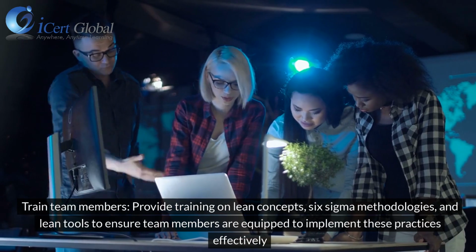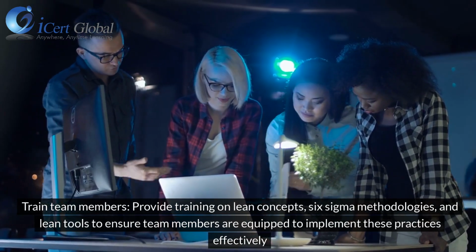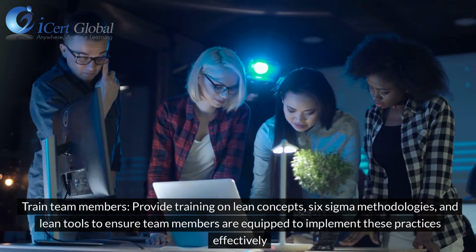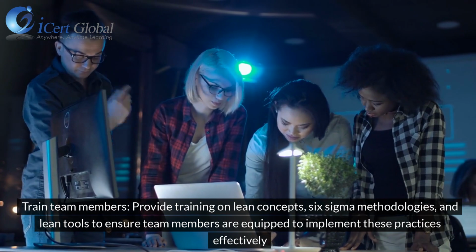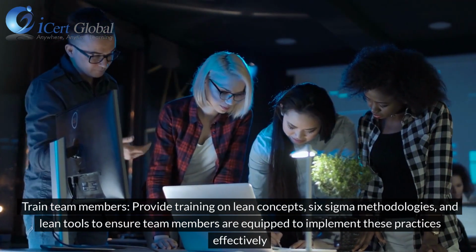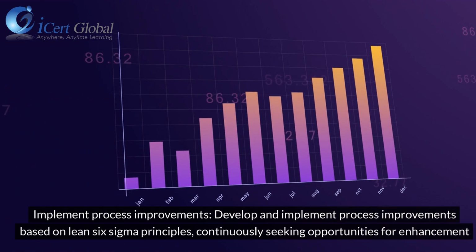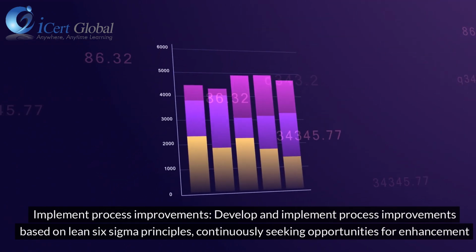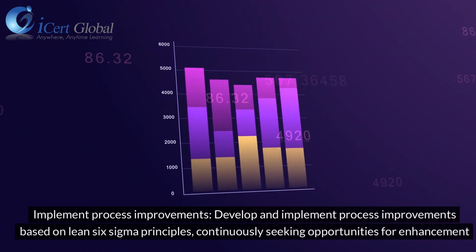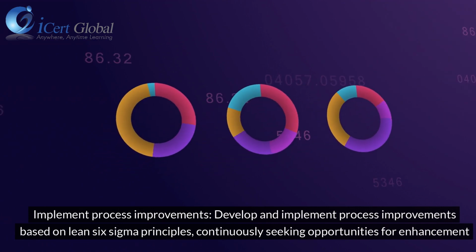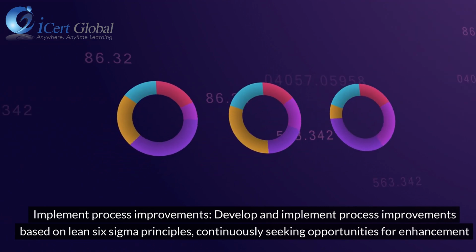Train team members. Provide training on Lean concepts, Six Sigma methodologies, and Lean tools to ensure team members are equipped to implement these practices effectively. Implement process improvements. Develop and implement process improvements based on Lean Six Sigma principles, continuously seeking opportunities for enhancement.